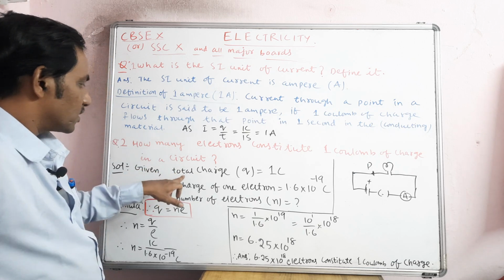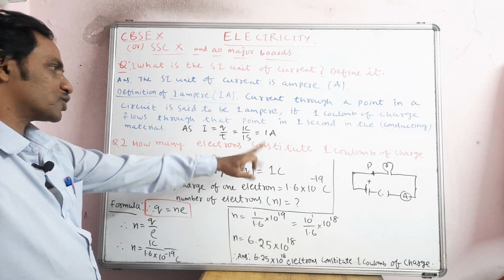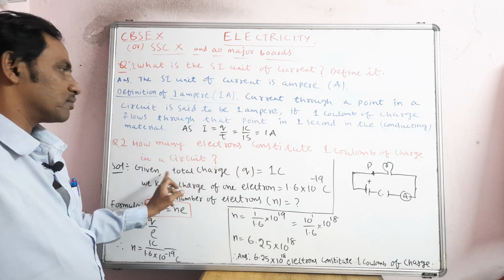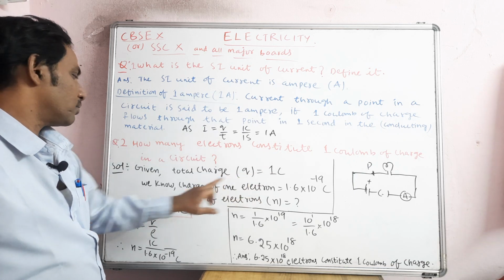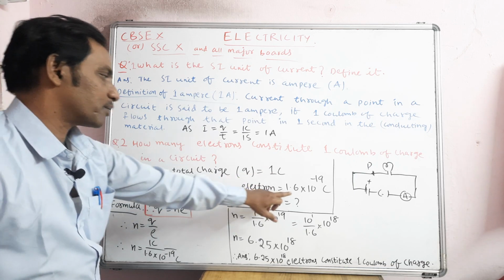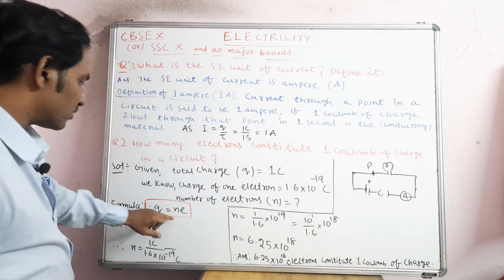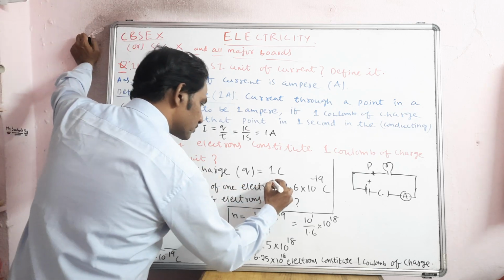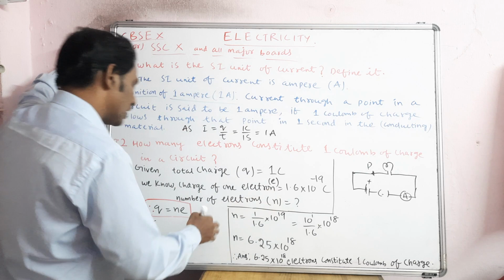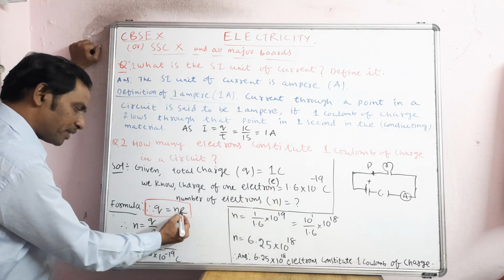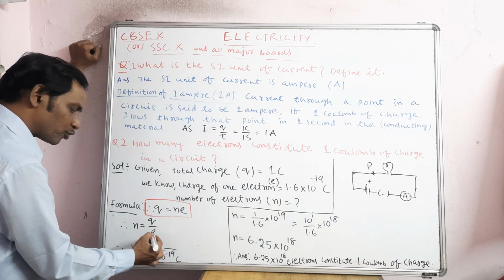Now see here, how many electrons constitute 1 coulomb of charge in a circuit? Given, the total charge you have to take as 1 coulomb, and we know that the charge of 1 electron is 1.6... They give the Q value and the E value, and they are asking for the N value. If you bring E down, then N is equal to Q by E.